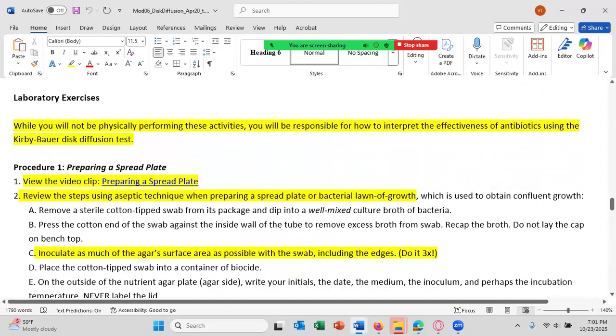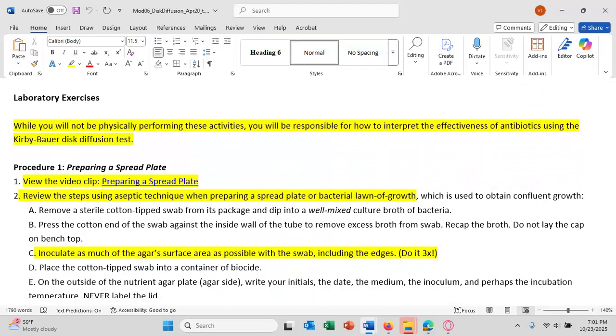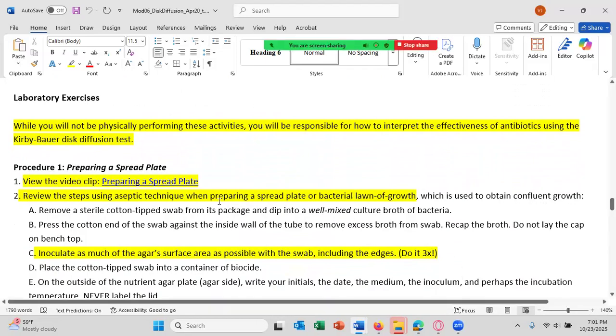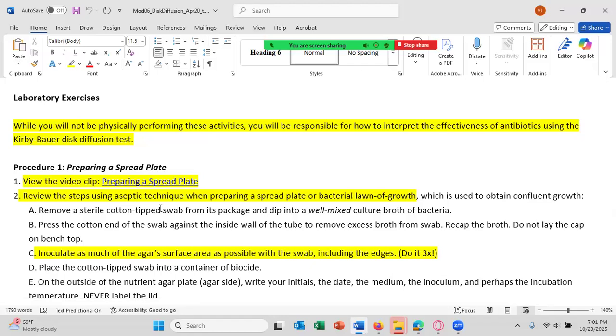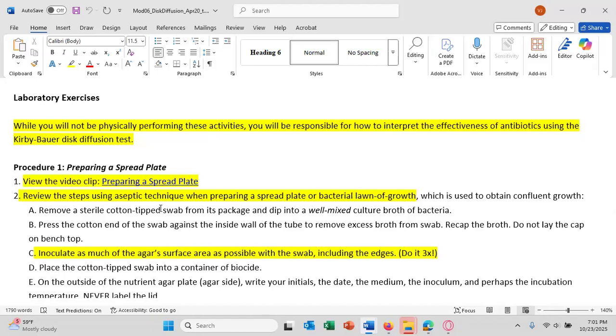While you're not going to be physically performing these activities, you will be held responsible for how to interpret the effectiveness of antibiotics using the Kirby-Bauer disk diffusion method. So in procedure 1, go ahead and view the video clip on how to prepare a spread plate. And then in 2, review the steps of using aseptic technique when preparing a spread plate or bacterial lawn of growth to do the Kirby-Bauer disk diffusion method.